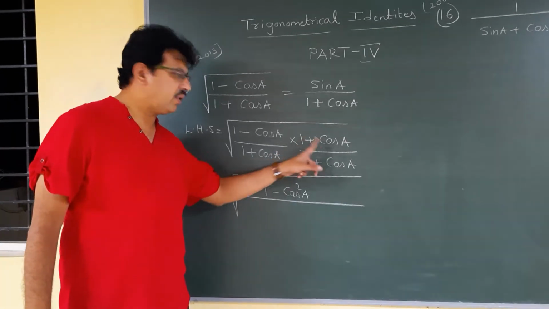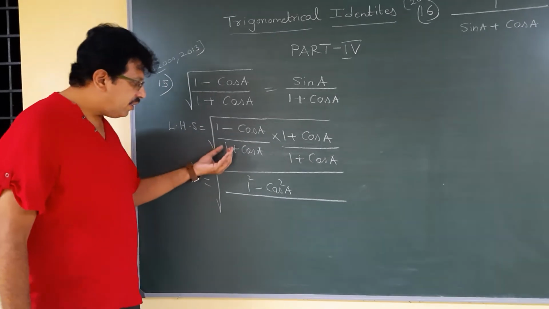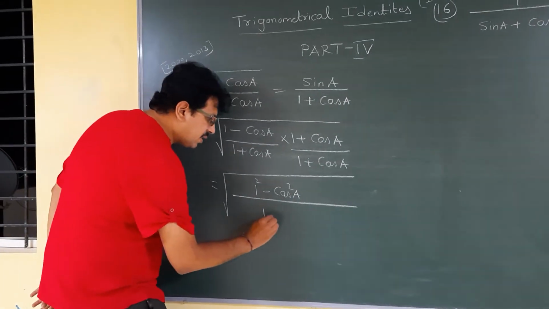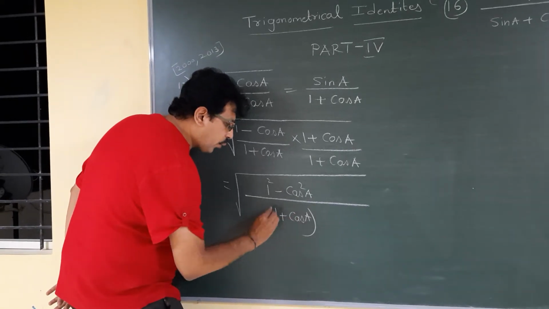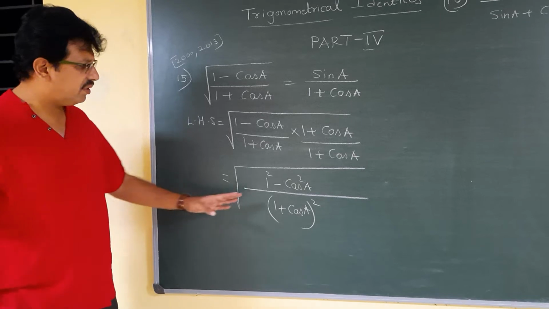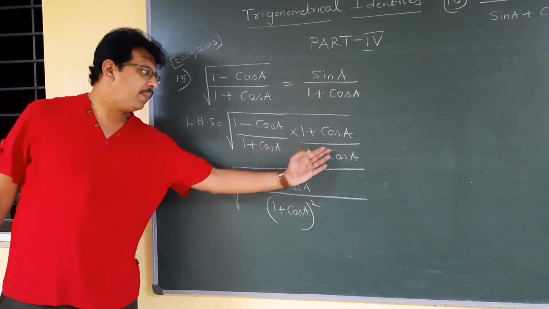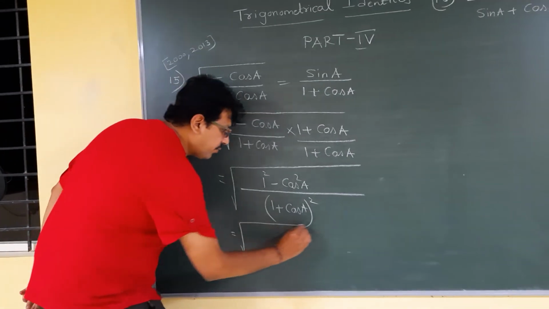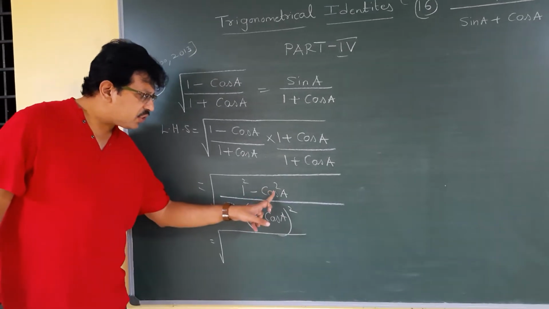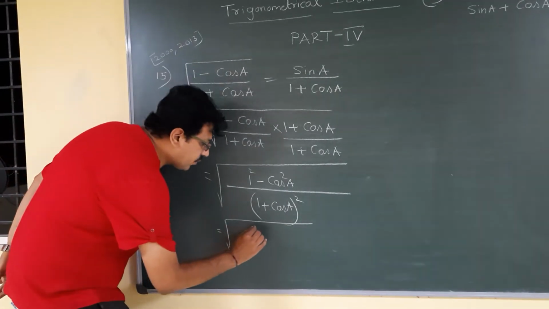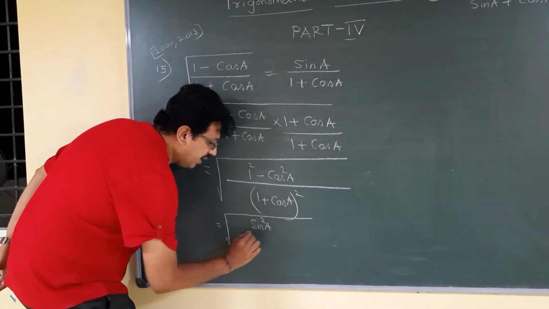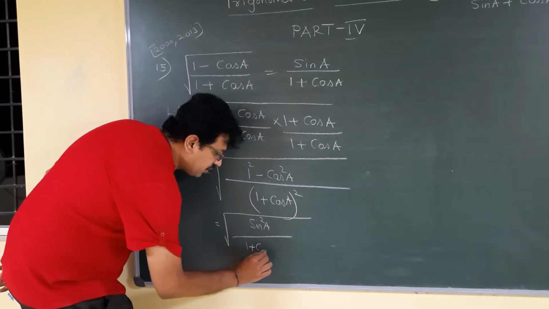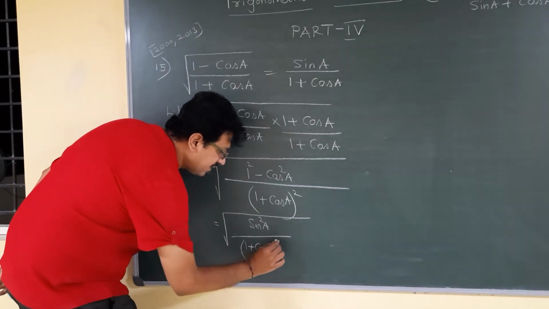A square minus b square is (a minus b) into (a plus b). And here it is (1 plus cos A) into (1 plus cos A), which is (a plus b) into (a plus b), that is (1 plus cos A) whole square. It's a very important step here, you need to understand. So that is equal to the square root of... you should understand 1 minus cos square A is nothing but sin square A. That is an identity. Again we are using that identity. And (1 plus cos A) whole square we write as it is.